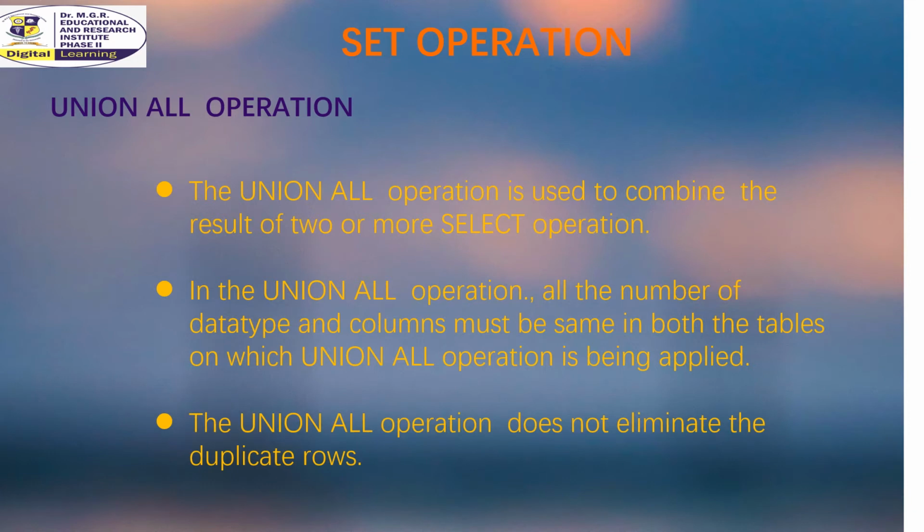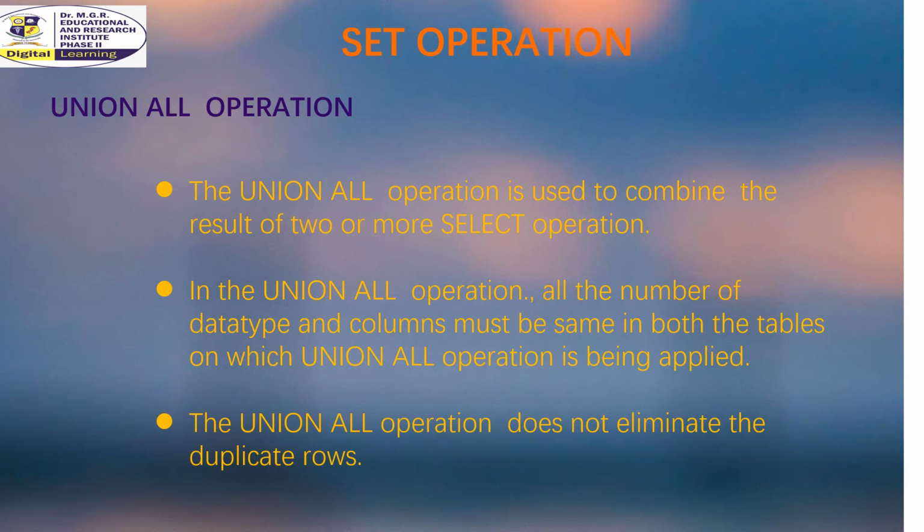Here we will discuss the second type of set operation, that is union all operation. We will see the important factors about the union all operation. Number one, the union all operation is used to combine the results of two or more select operations. So using union all operation, we can combine two or more tables.